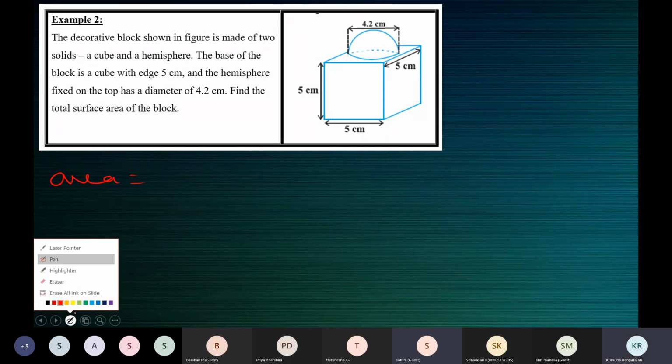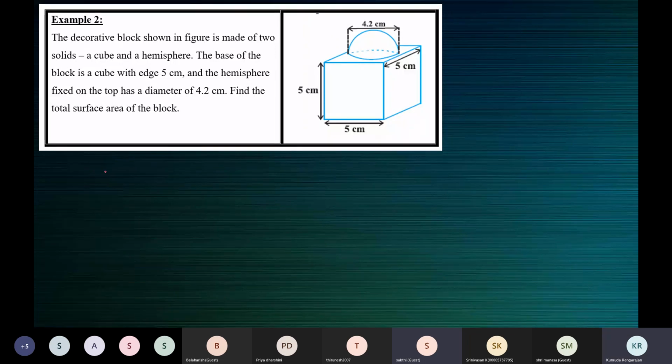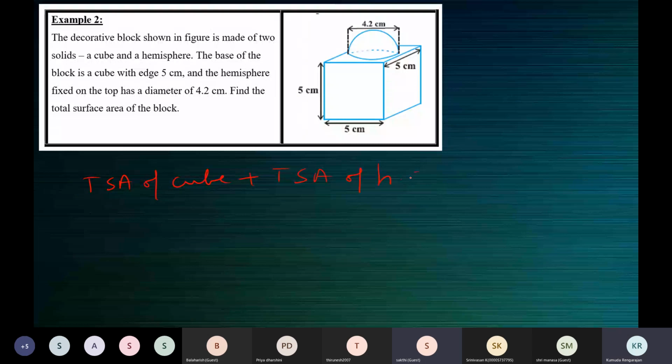The TSA of the block, you should not do this, children. What you should not do is write it as TSA of hemisphere. This is incorrect.